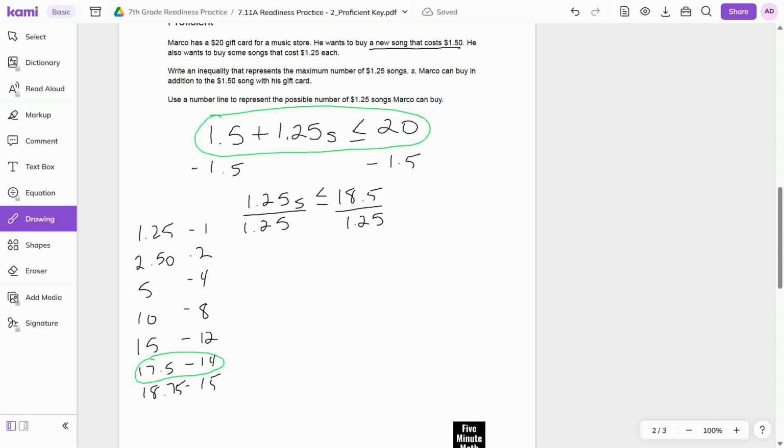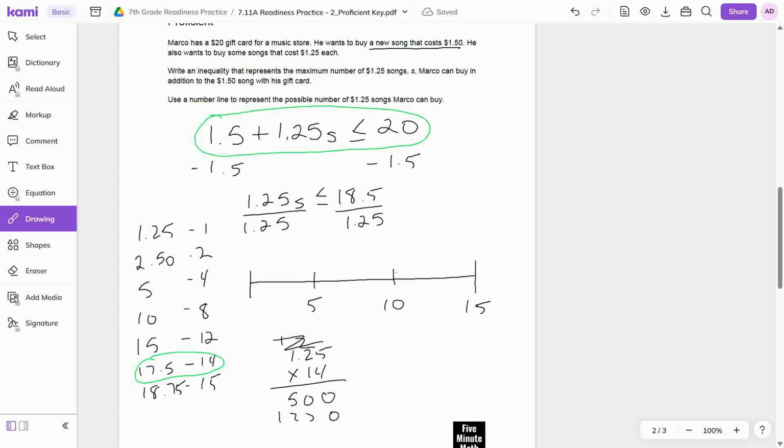So let's do this. Let's make a number line. And we are going to say we've got 5, we've got 10. Let's make this 15. So he can go 125, 14. Just going to double check this here. That's 8, that's 10, 5, 125. There's your 1750, in case you needed to see it that way. So 14 is as much as he could do.